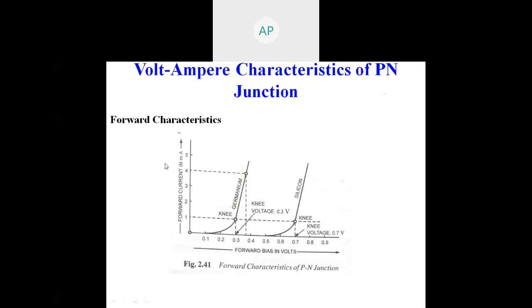What is the knee voltage? That parameter we will discuss later. From this graph, when the diode is forward biased, the current increases slowly up to the knee voltage. Once the applied voltage is greater than the knee voltage, the barrier potential, the barrier breaks across the junction and the current flows. So this is the forward bias characteristic.